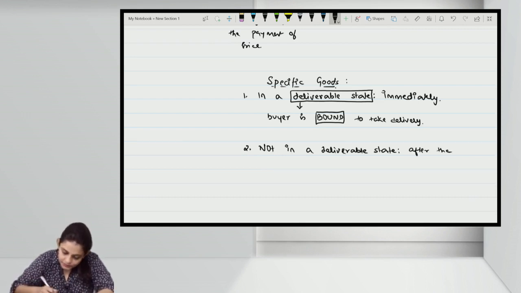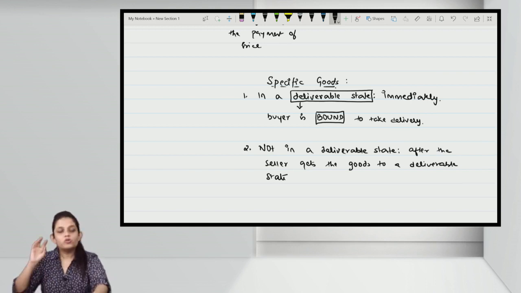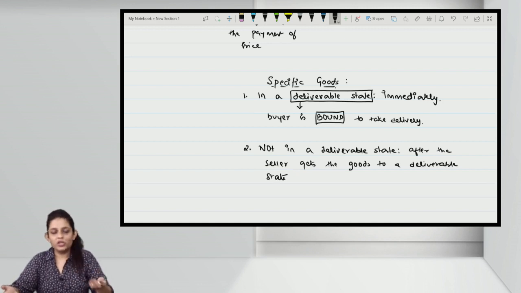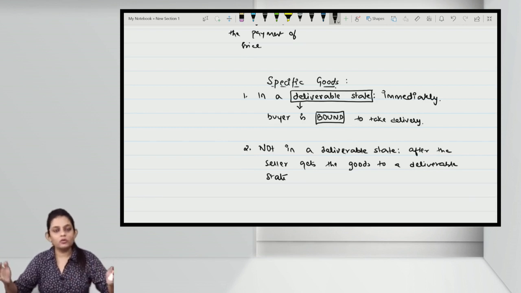After the seller gets the goods to a deliverable state. Yes or no? Yes. If the goods are not in a deliverable state, ownership cannot be transferred. Ownership can be transferred only after they are brought to a deliverable state. Now, the seller got the goods to a deliverable state.